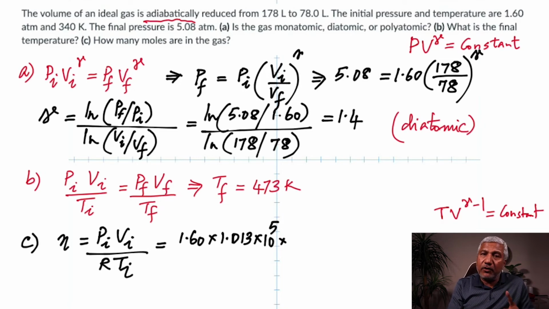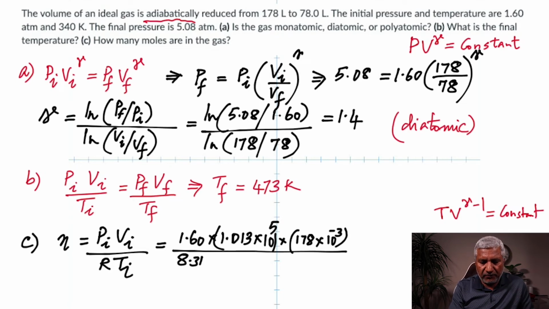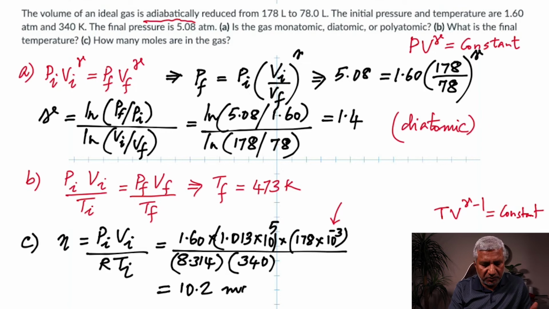Okay, here's the deal. Now, could we use atm? It's not a ratio anymore. Now you cannot. Now you'll have to change it back into Pascals, which is what I'm doing. You can see 1.60 atm, I multiplied it with that to change it into Pascals. Same thing with the liters, I multiplied with 10 to the negative 3 to change it into meter cube. And then that's the universal gas constant, and temperature has to be in Kelvin. Well, it was given in Kelvin, just saying it has got to be in Kelvin. And I got 10.2 moles.